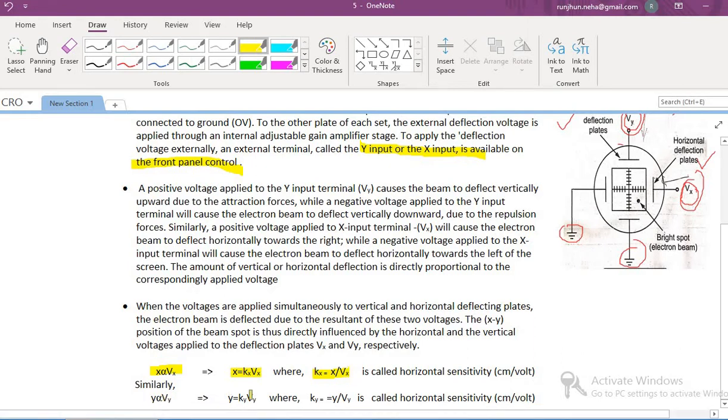Similarly, the vertical deflection is given as y equals ky into Vy, where Vy is the deflection voltage and ky is the constant of proportionality known as vertical sensitivity. By mistake I have written horizontal here. It is vertical sensitivity. It is the vertical sensitivity and is also expressed in centimeter per volts.